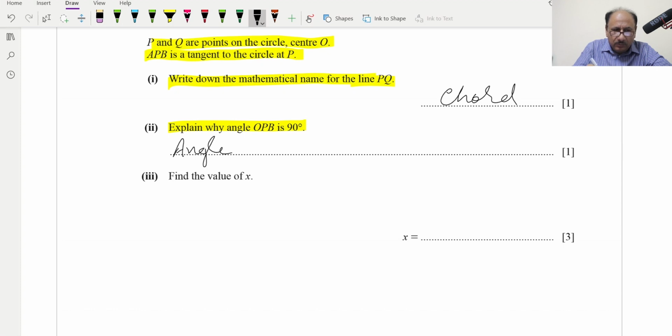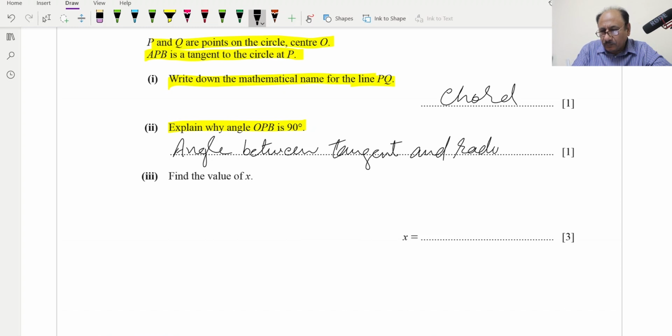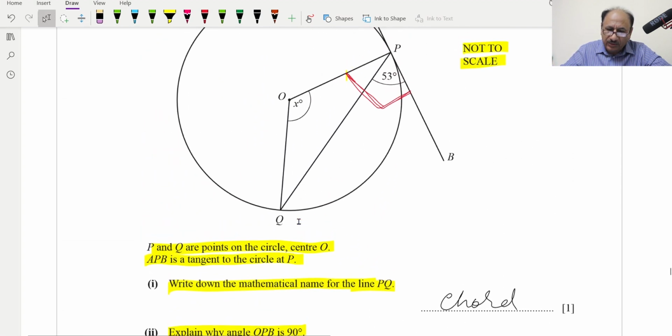So we can write: angle between tangent and radius is 90 degrees. Find the value of x. This is the third part. The value of x is this angle we have to find.